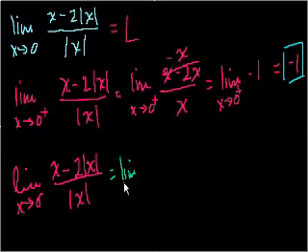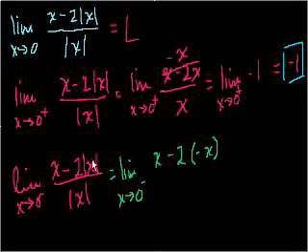the limit as x approaches 0 from the negative side of x minus 2 times what? The absolute value of x is the same thing as negative x. Hopefully that makes sense to you, right? If we're dealing with negative numbers, then taking the absolute value of a negative number is the same thing as multiplying that negative number times the negative to essentially make it into a positive number, right? And then, of course, the absolute value of x in the denominator, since we're dealing with a negative number, is also equal to negative x.